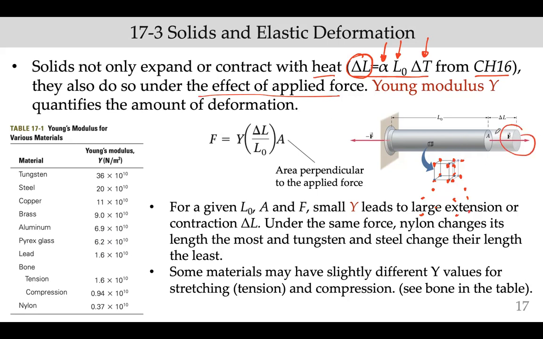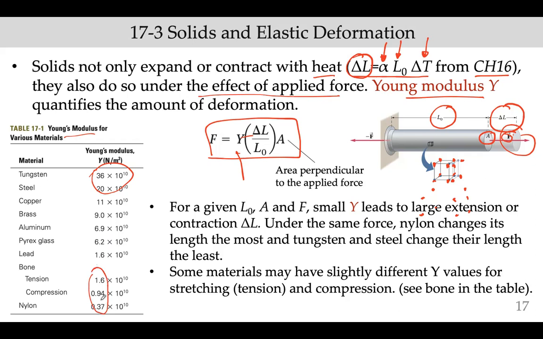Now, the formula that relates the amount of extension, the initial length, the cross-sectional area, and the force is this relation. Here, Y is called Young modulus, and it quantifies the amount of deformation. Here's a table for Young modulus for various materials. For tungsten and steel, it's really, really high. But for bone or nylon, it's a smaller value.